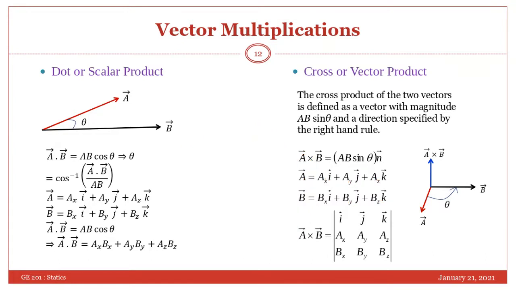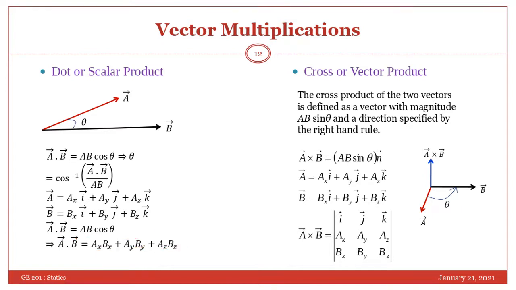So always remember, if you are going to multiply two vectors which are in component form, the dot multiplication will be simply ax bx plus ay by plus az bz. So it's very, very straightforward. Okay. So this is the answer.